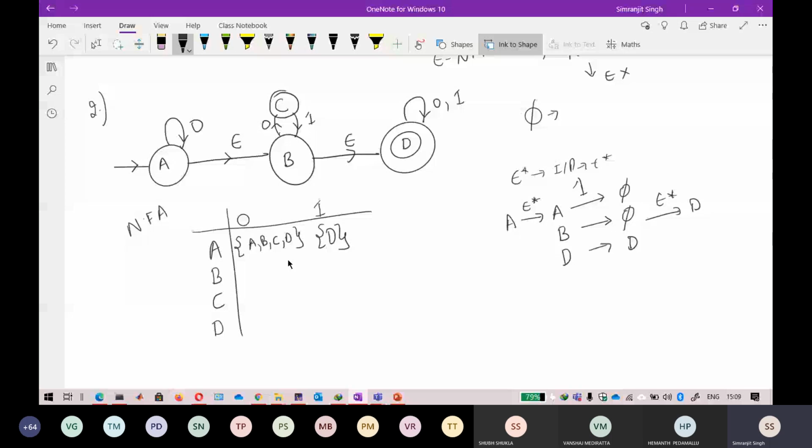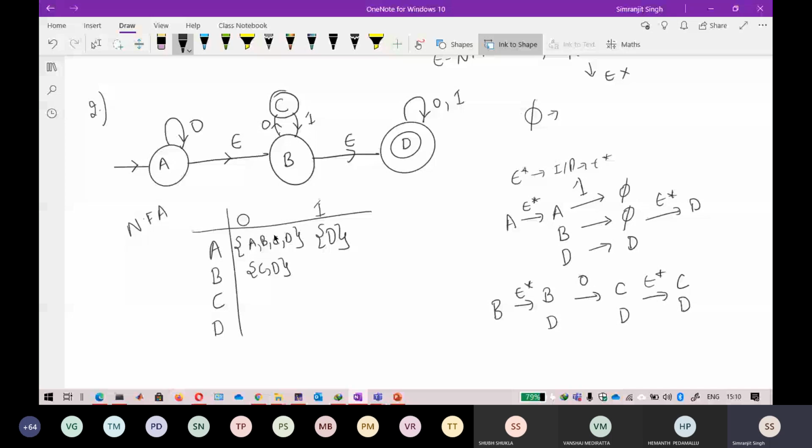After that, if you follow B, the epsilon closure of B is B as well as D. Okay, so on getting an input of 0, B can go towards C. On getting an input of 0, D stays at D. The epsilon closure of C is C itself, and there is no input of epsilon. For D, epsilon closure is D itself, and there is no input of epsilon. So the set here is C followed by D.